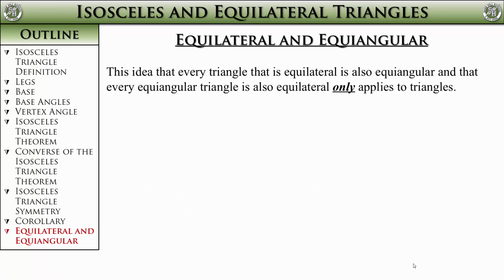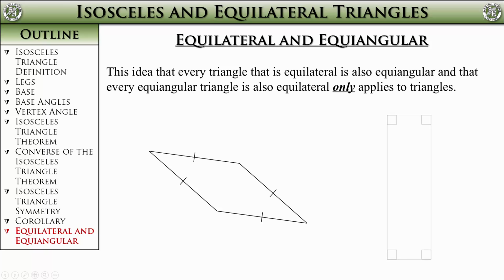Last thing. This idea that every triangle that is equilateral is also equiangular, and that every equiangular triangle is also equilateral, only applies to triangles. It doesn't work for any other polygon. Think about quadrilaterals. A rhombus is an equilateral quadrilateral. Say that 10 times fast. But it is clearly not equiangular. Similarly, a rectangle is an equiangular quadrilateral, but it is clearly not equilateral, so it only works on triangles. It isn't true for any other polygon. A triangle is the only one where every equilateral triangle is also equiangular, and vice versa.